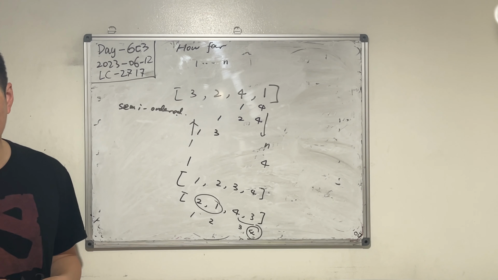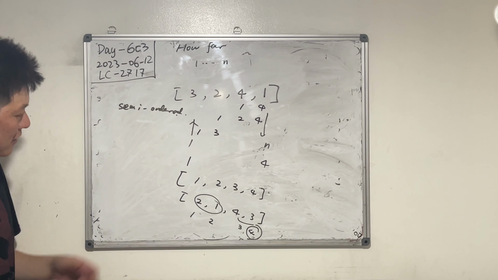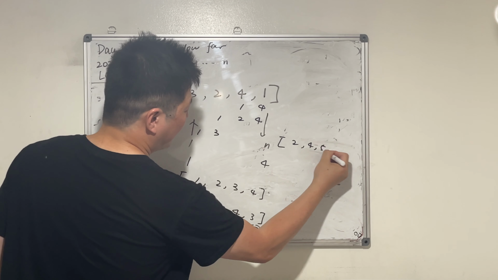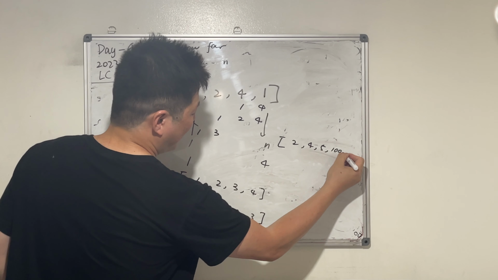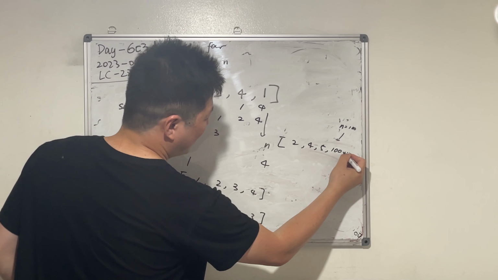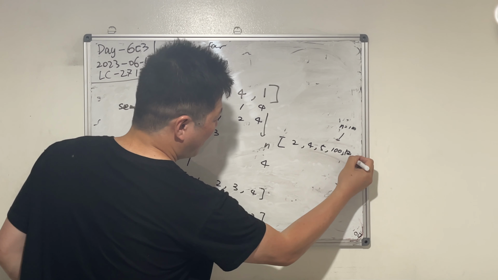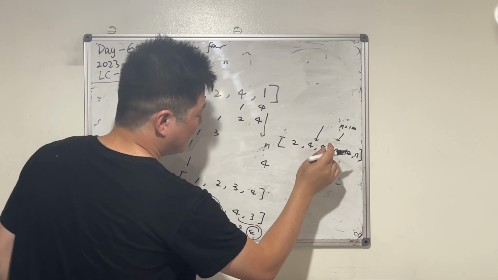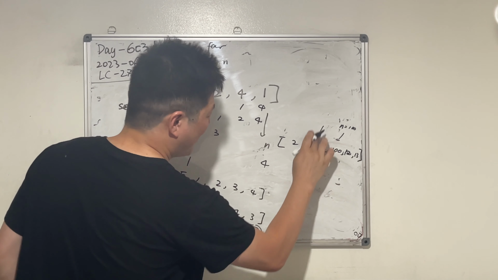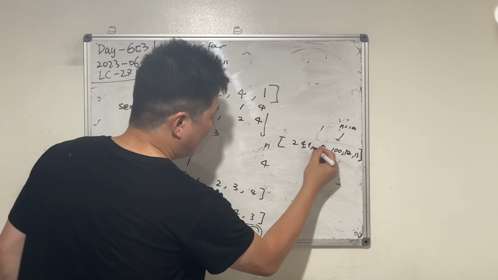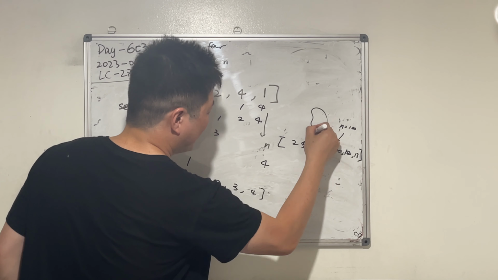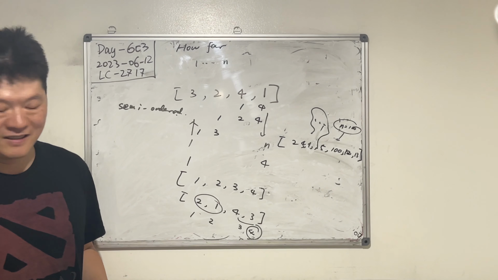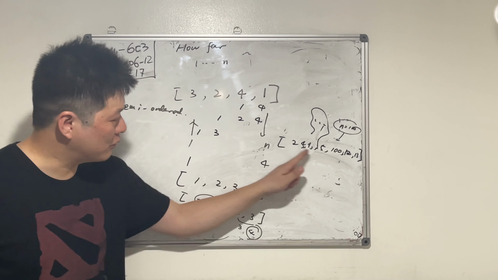Given a number like 2, 4, 5, 100, suppose n is 100. But you don't have 1 in it. Okay, so let's say we have 2, 4, 1 here, and then a lot of other numbers, and the last number n is 100. How many swaps do we need? 4. 1, 2, 3, 4.